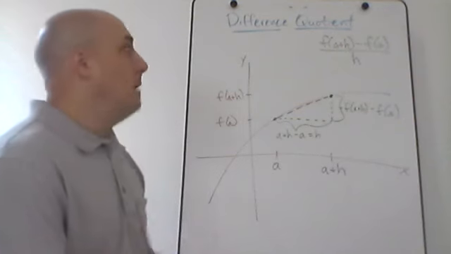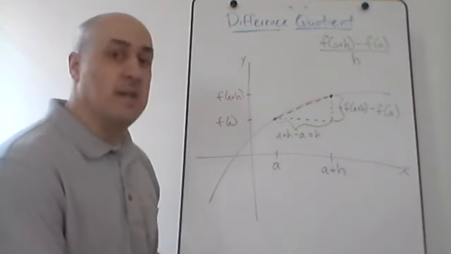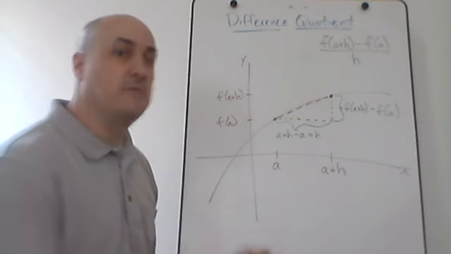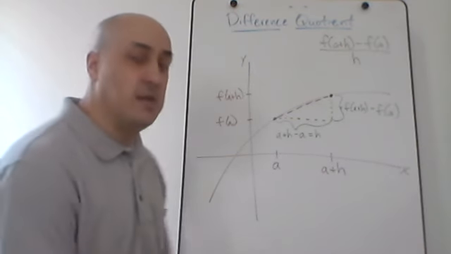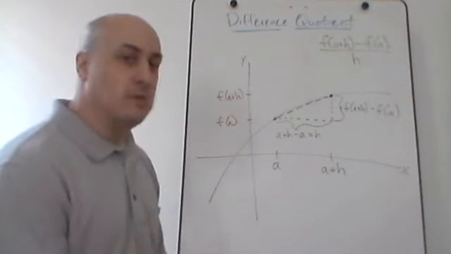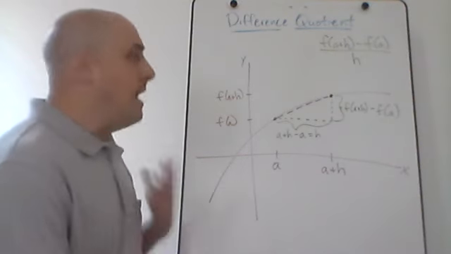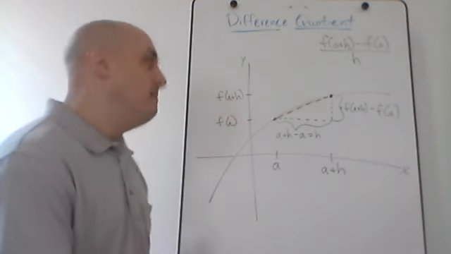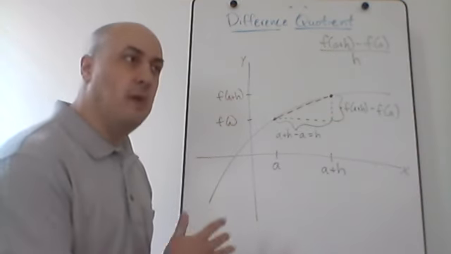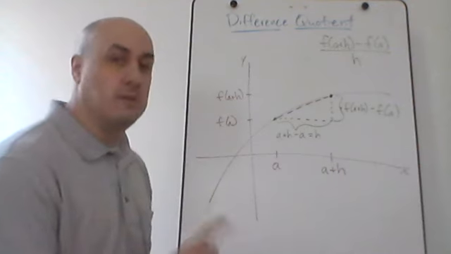All right, so where the difference quotient comes from is actually from the average rate of change of a function. So if you haven't watched the videos that I did on average rate of change, you might want to check those out just so you know what I'm talking about here. But average rate of change of a function basically is the slope of the line that connects 2 points on the graph of a function.